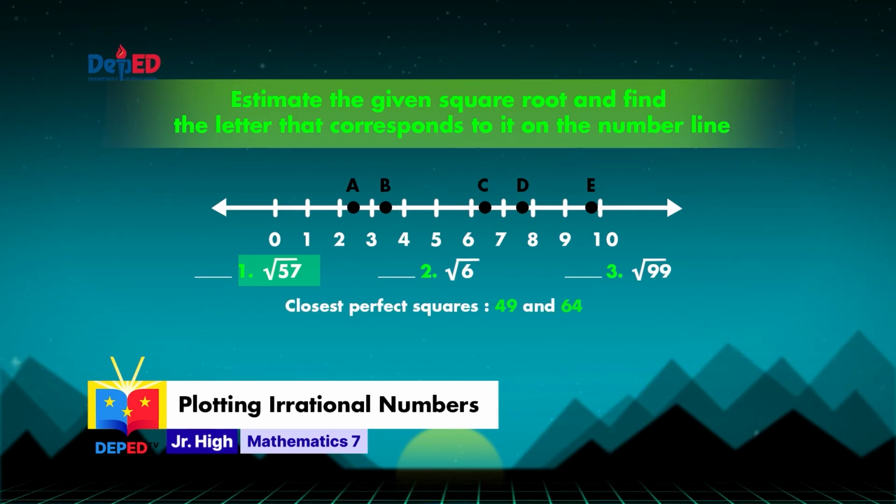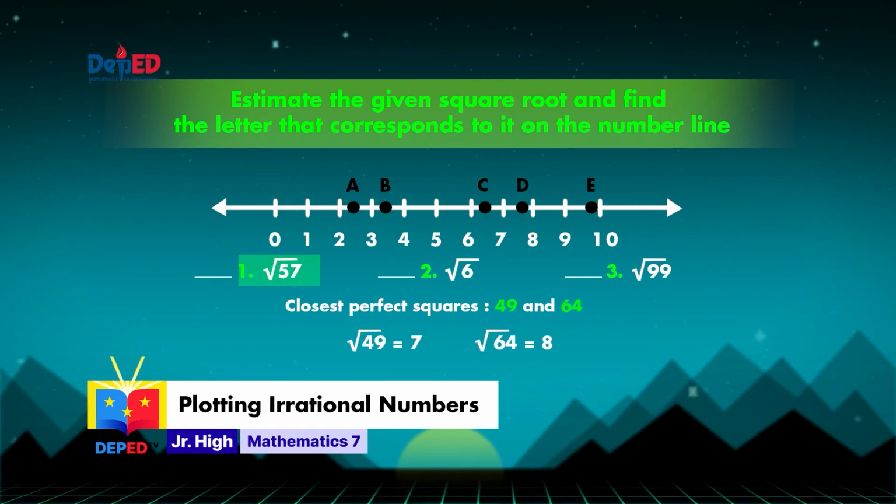57 is closest to 49 and 64. The square root of 49 is 7, and the square root of 64 is 8. So, the square root of 57 would fall between 7 and 8. 57 is closer to 64 than to 49. So, the square root of 57 must be closer to 8 than to 7. So, if your answer is letter D, great job!